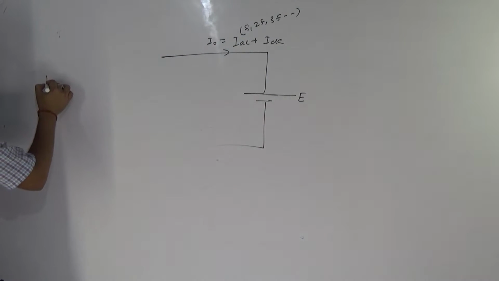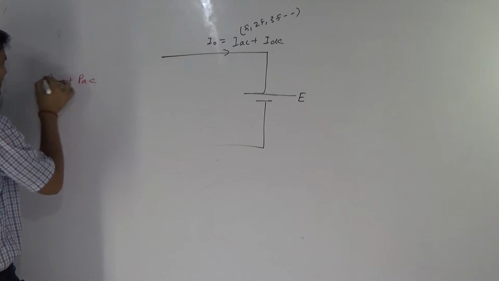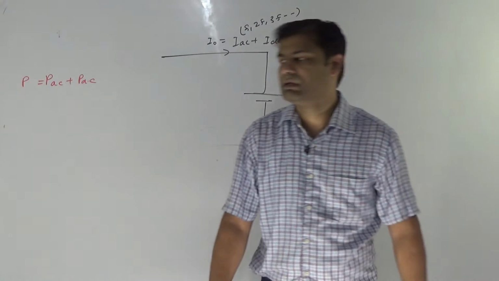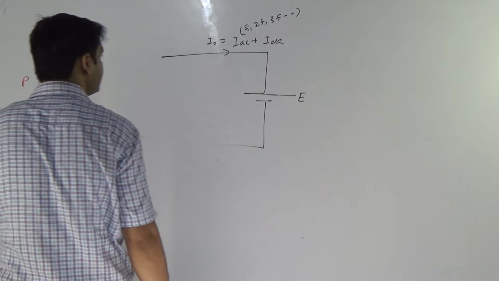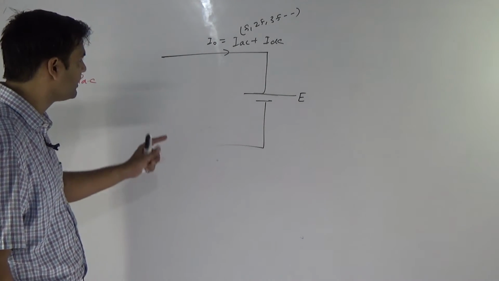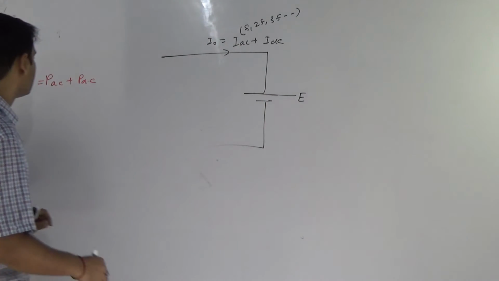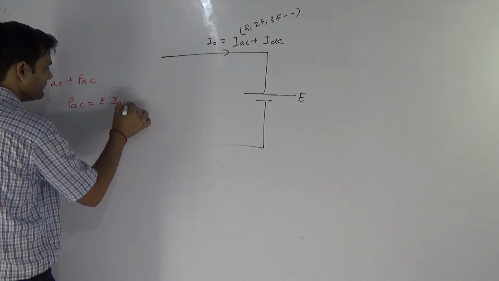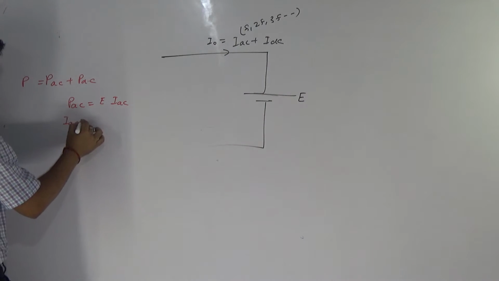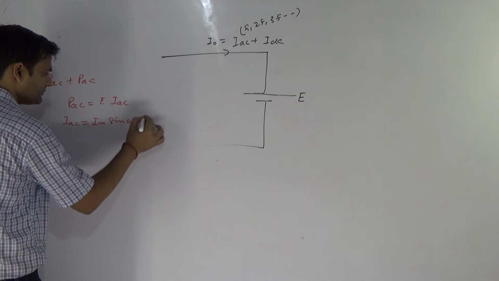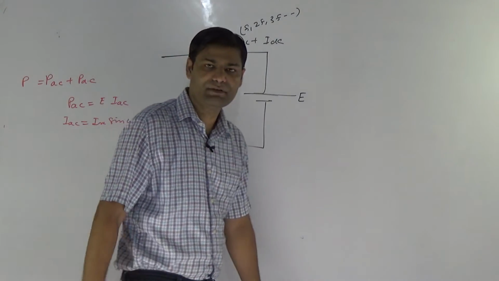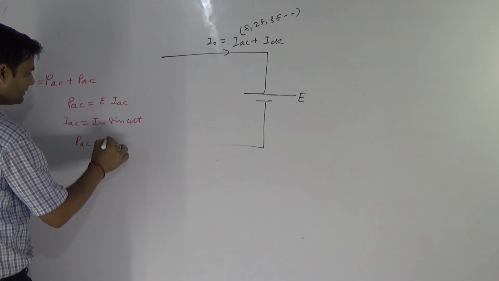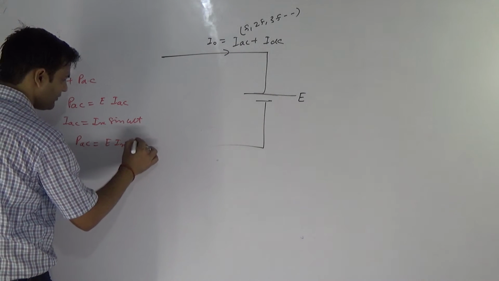Power regarding AC, P of AC plus P of DC, two powers are available here across the battery. First of all, discuss AC. AC power means E into IAC. Suppose IAC looks like Im sin omega t, omega is 2 pi f, where f is the lowest ripple frequency. Now the power AC will be equal to E Im sin omega t.